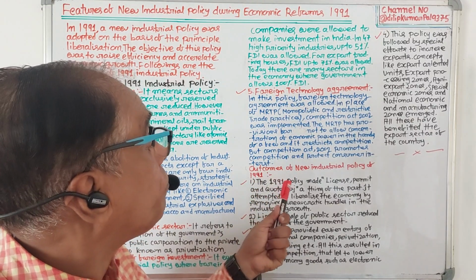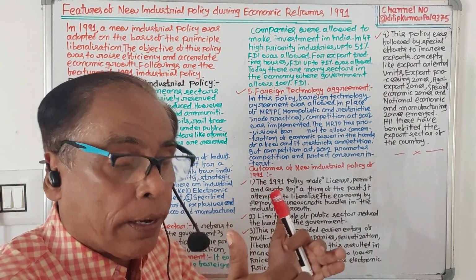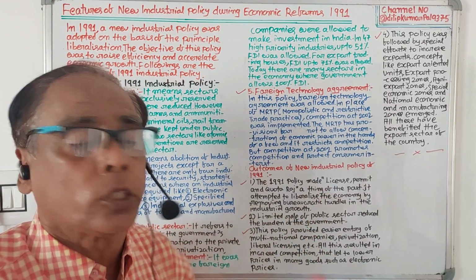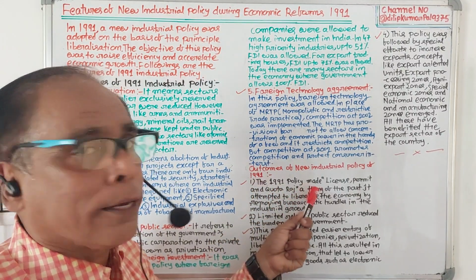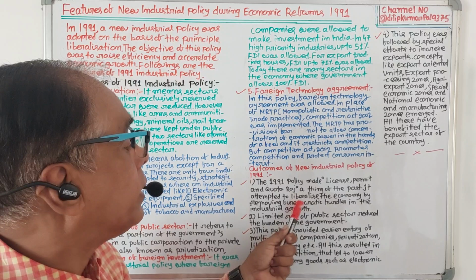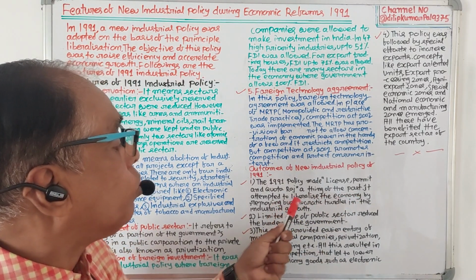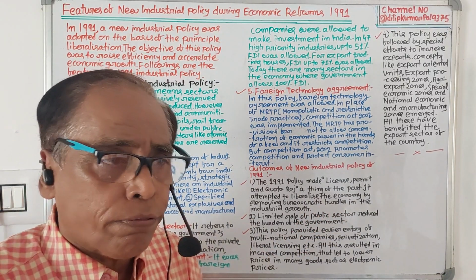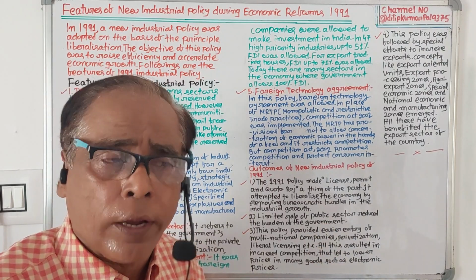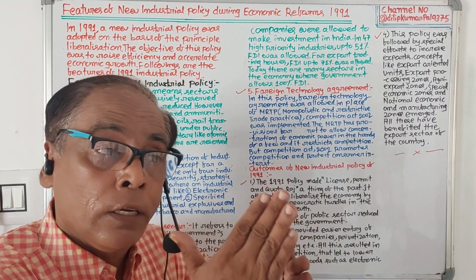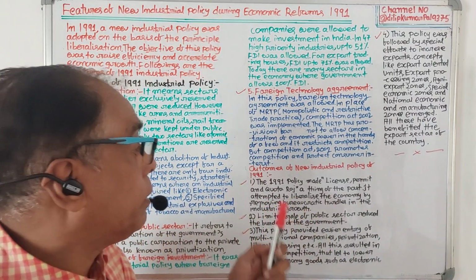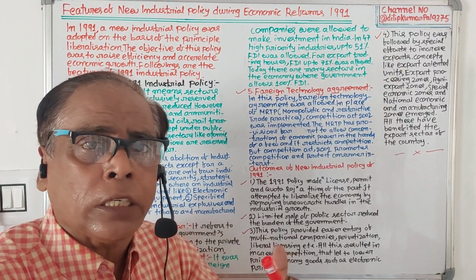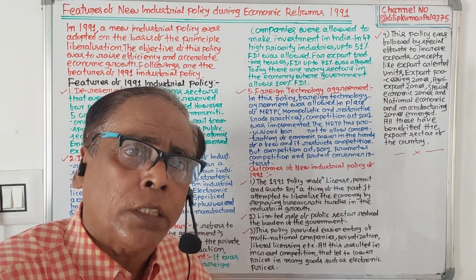Now, see, outcomes of new industrial policy of 1991. By new industrial policy 1991, what were the outcomes? Number one, the 1991 policy made license, permit and quota raj a thing of the past. It attempted to liberalize the economy by removing bureaucratic hurdles in industrial growth. In this policy, the license system was abolished, and the system of permission was abolished.